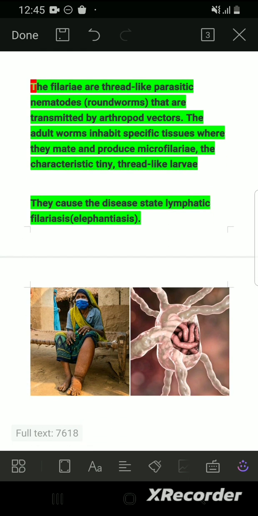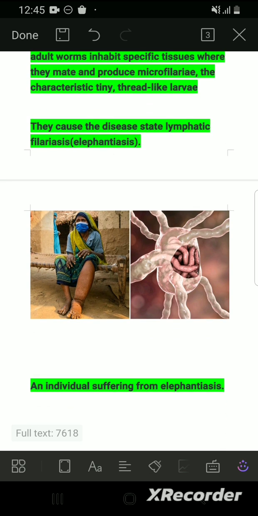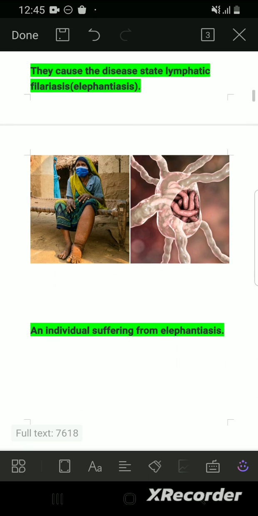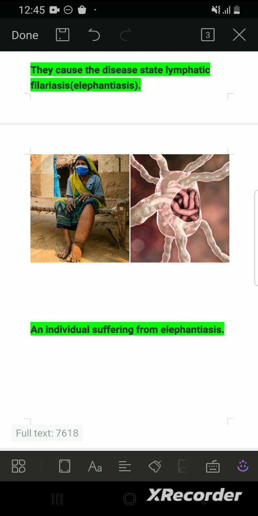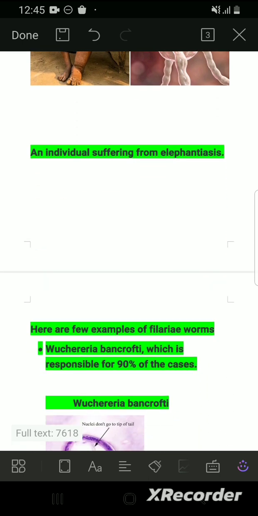So now we have an image that is showing someone suffering from this particular disease. As you can see in the picture, the woman is suffering from lymphatic filariasis, otherwise known as elephantiasis. So this is the accumulation of those worms causing watery substances in lymph nodes, according to part B of the image.